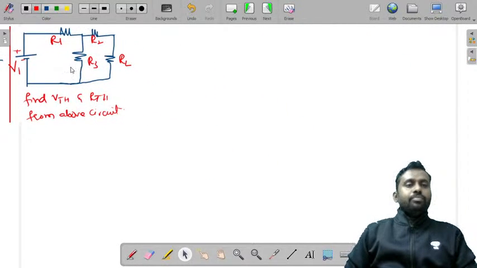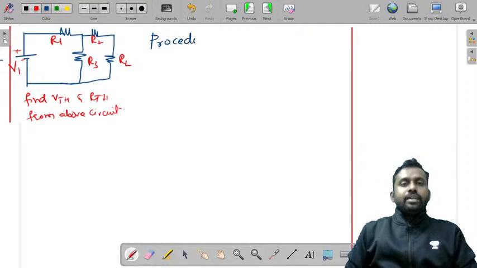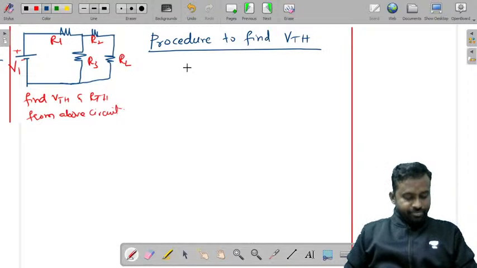So this is the circuit. Now let us see how we find the voltage VTH and resistance RTH. Now I'll tell you the procedure to find VTH. How do you find VTH?